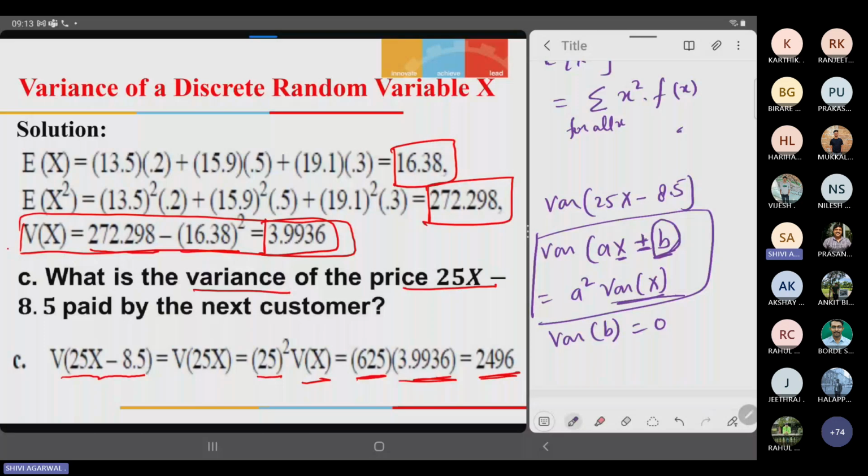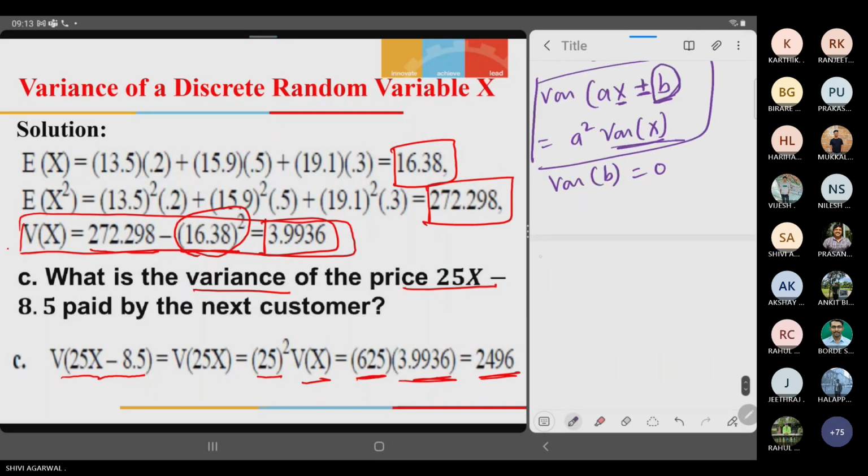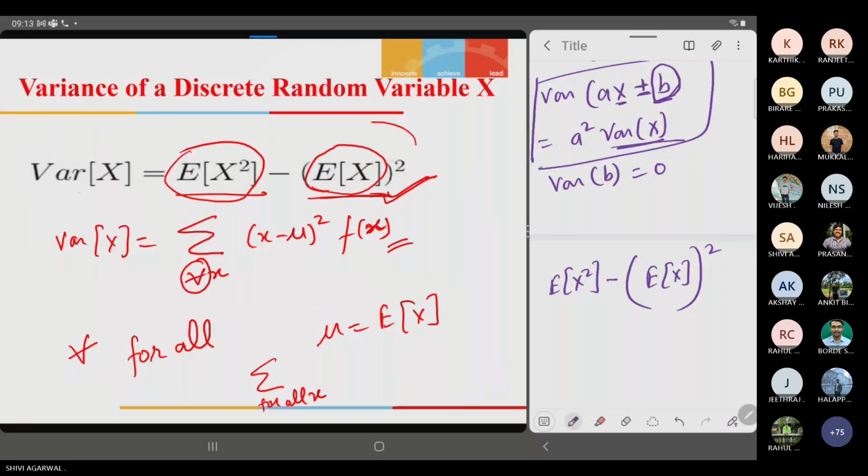Where are we taking 16.38 whole square? We are not taking 16.38 whole square. In this case, I already gave you the formula here: expected value of x square minus expected value of x whole square. This is the computational formula of variance. That's why, Mr. Akshay, it is 16.38 whole square.